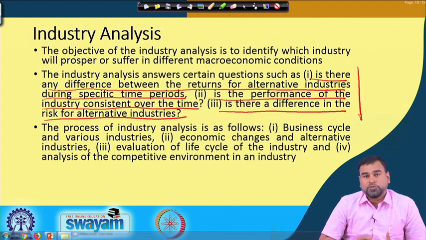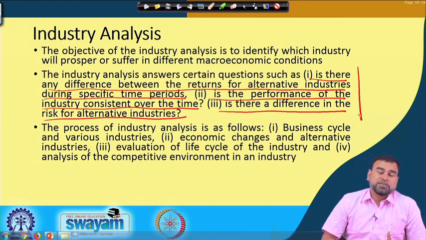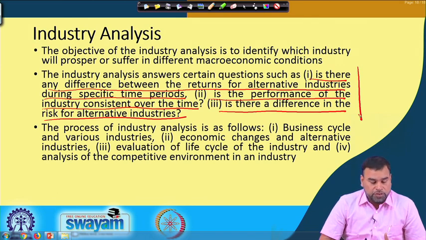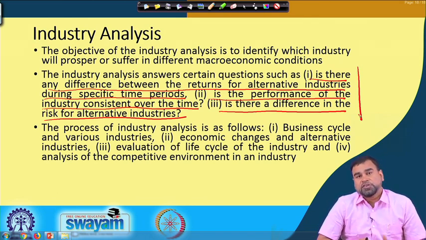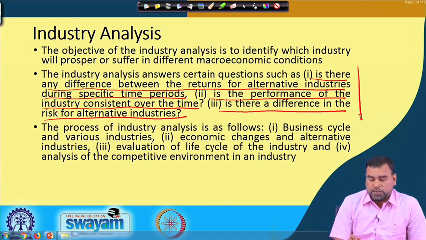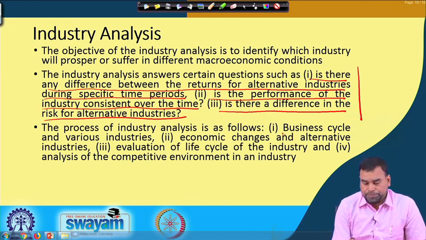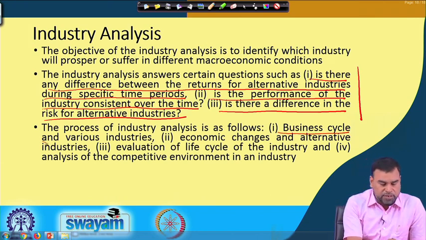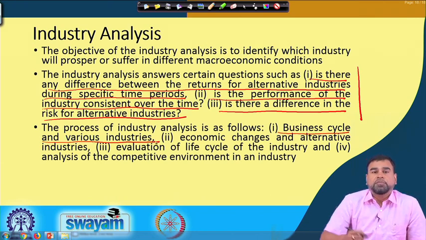So, here what we are trying to say is that different types of industries behave in different ways whenever there is a change, or on the basis of the nature of the product of that particular industry. Therefore, the process of industry analysis is trying to answer how the industry is related to the business cycle, and how the economic fundamentals affect it.